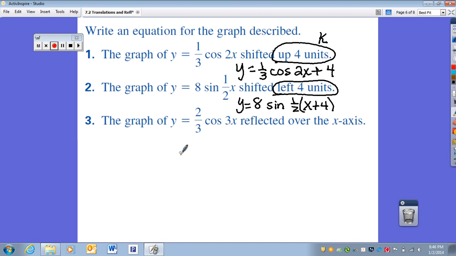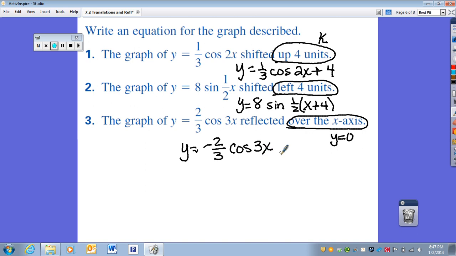In the last example, the graph of y equals 2/3 cosine of 3x is reflected over the x-axis. Now when we're reflecting it over the x-axis, the first thing we need to remember is that it is going to be making our leading coefficient negative. And since we want it over the x-axis, that means our k has to be 0. Because the equation for our x-axis will be y equals 0, and in this case we don't have a k, so we are just fine. So we'll have y equals negative 2/3 cosine of 3x.